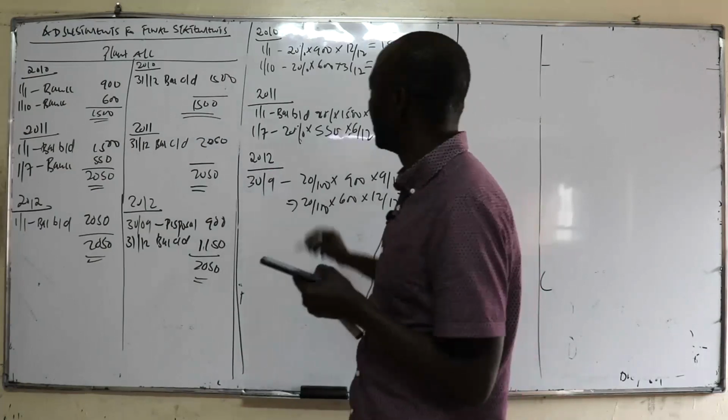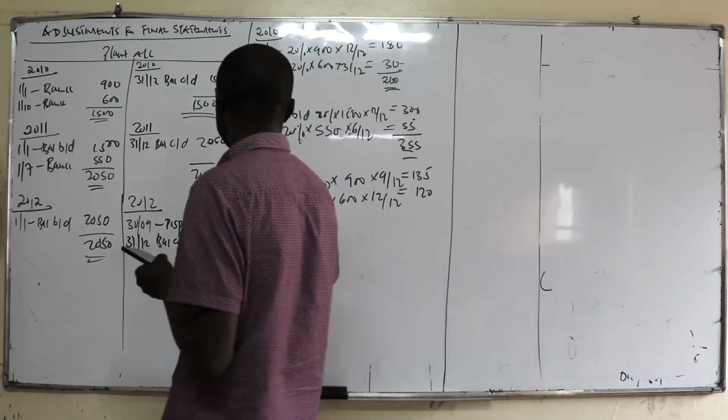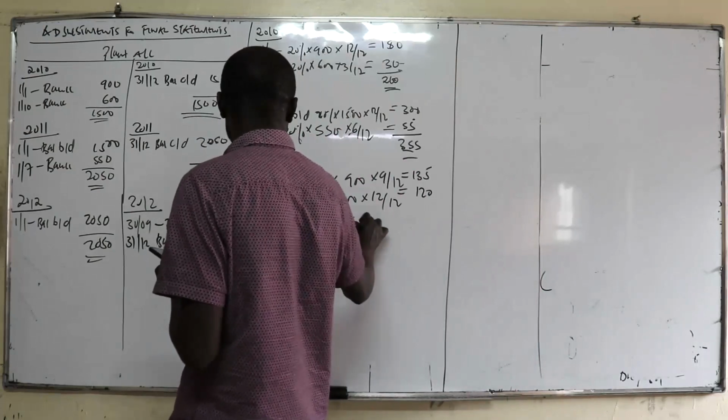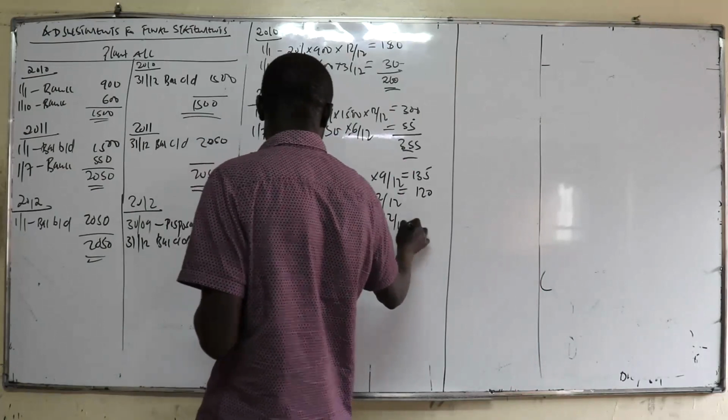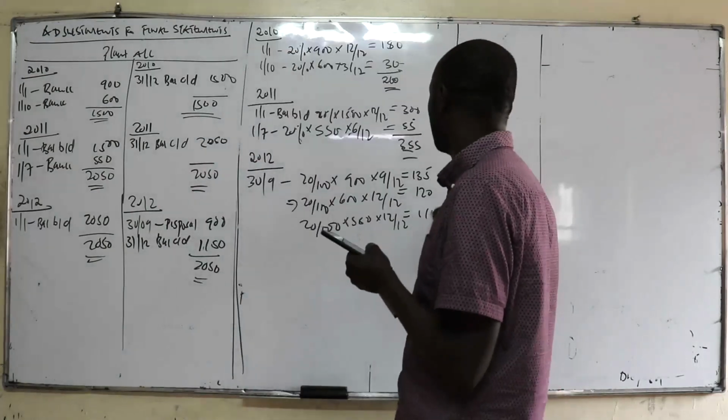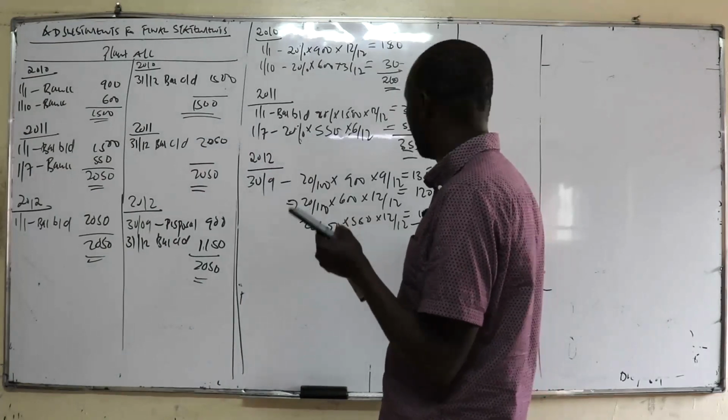And then there's this one that was acquired in July 2011, which will be there for the whole year, 550 times 12 out of 12. That one will give us 110. So the total will be 365.